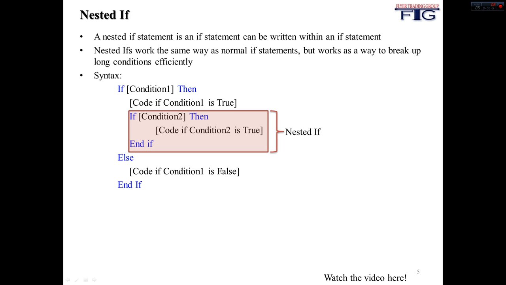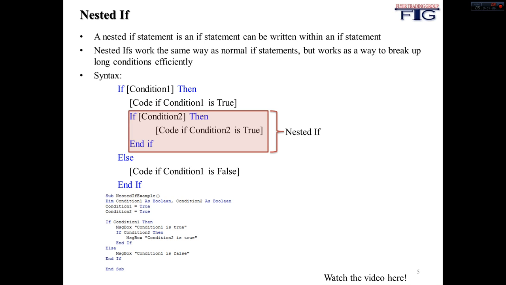And you can see here that this is entirely nested within this first if statement between the first if and the else. So this if and end if correspond to each other, while this one on the far top is corresponding to the far end if on the bottom. So we're going to do a quick example.